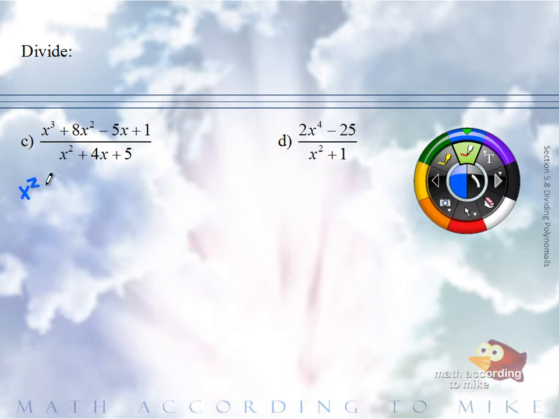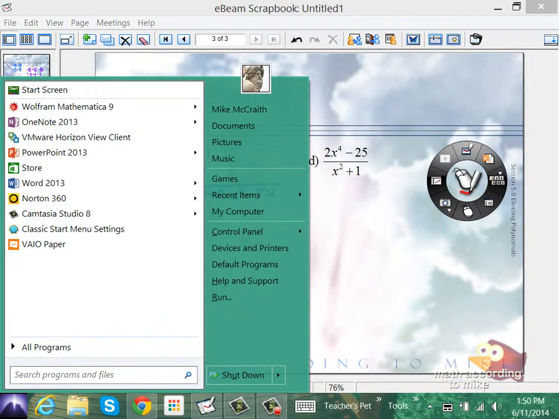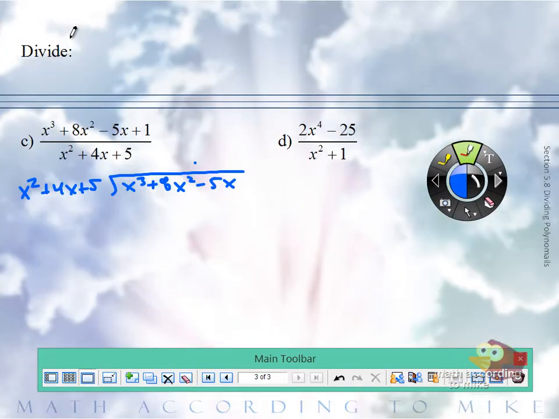Right, x squared plus 4x plus 5 divided into x cubed plus 8x squared minus 5x plus 1. What goes, oh no, what did I do? Why did I do that? Plus 1. I'm not gonna edit that out, I'm just gonna keep that in there.